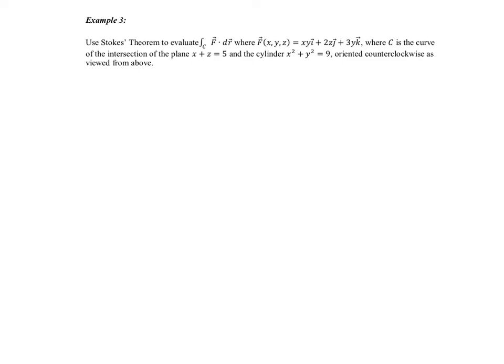This is section 13.7, and this is our last example for Stokes' theorem. This is example 3. So we're going to use Stokes' theorem to evaluate this line integral. And we have the vector field F, and we have the curve of intersection between the plane and the cylinder. So let's go ahead and start with curl F, because we know we need that in our formula.